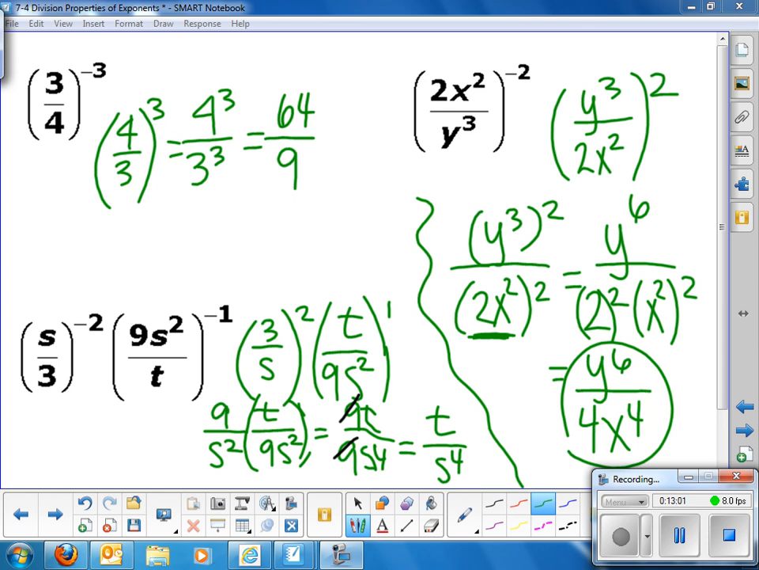Okay, so there were multiple rules you had to incorporate here. I've shown my work. I end up getting a 9 in the top and a 9 on the bottom. Those things cancel each other. I had to multiply this s squared times this s squared to give me s to the 4th. So my final answer is t divided by s to the 4th.